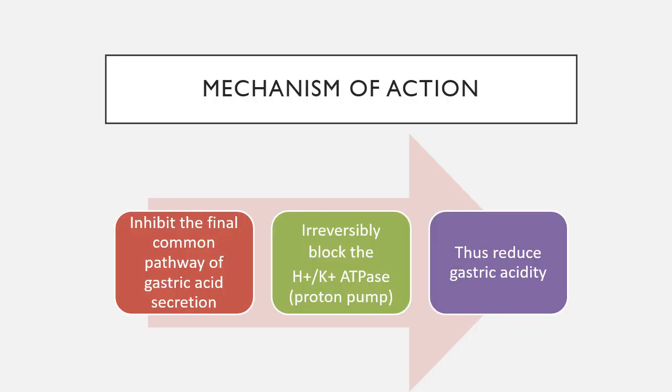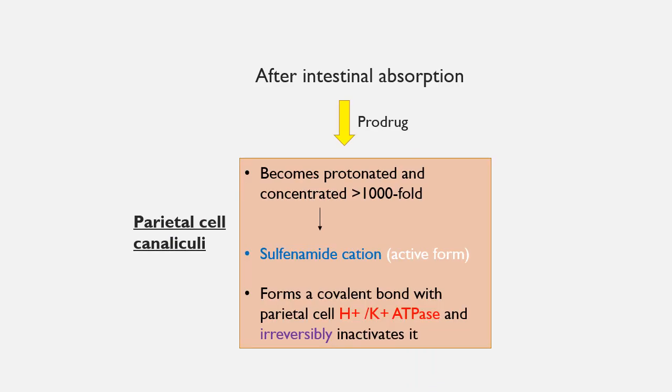So what is their mechanism of action? They inhibit the final common pathway of gastric acid secretion, that is the proton pump, the hydrogen potassium ATPase, and they irreversibly block it, unlike the H2 blockers which reversibly block the H2 receptors and thus reduce gastric acidity. And how is this happening? Let's check it out. After intestinal absorption, the prodrug diffuses into the parietal cell canaliculi, where it becomes protonated and concentrated more than 1000-fold. Here you have to recall the Henderson-Hasselbalch equation. So here trapping occurs.